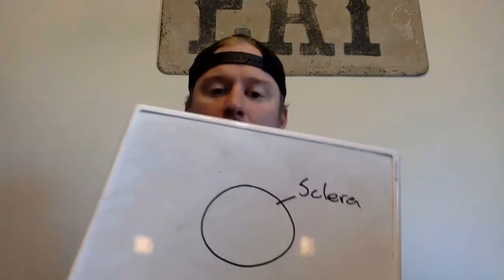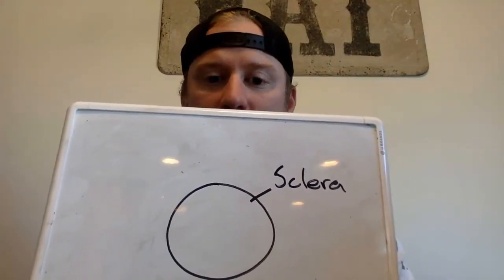So what we're going to start off with is the white part of our eye. All the white stuff, that's what holds all the eyeball together. That white part right there is called the sclera. The sclera, S-C-L-E-R-A. And that part right there holds everything in.